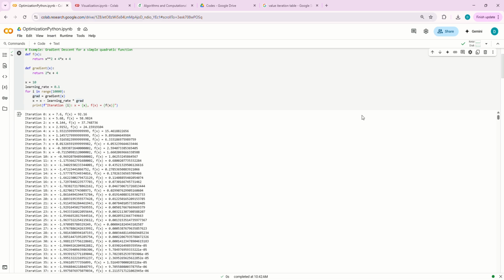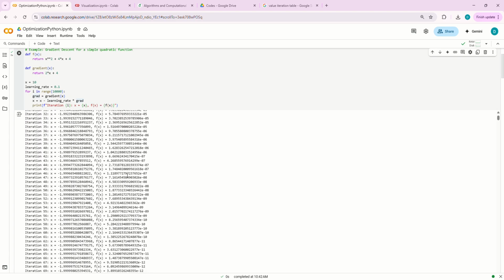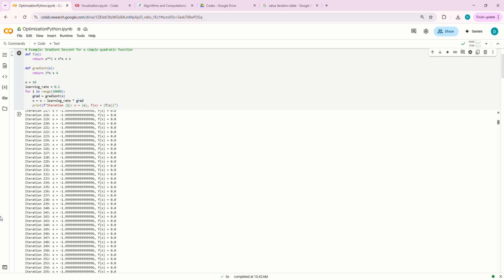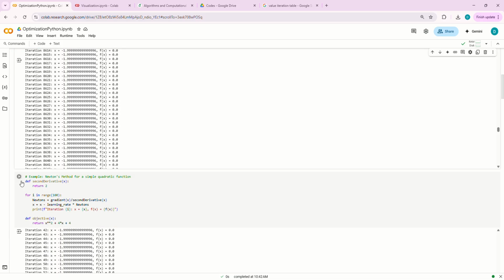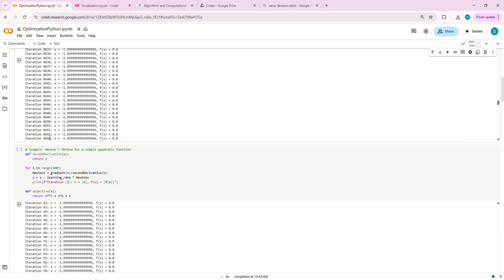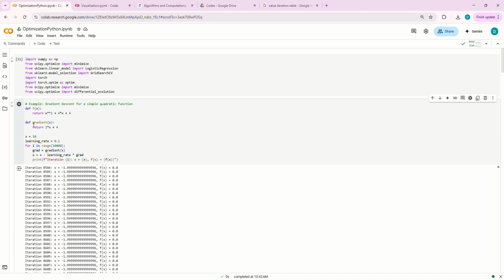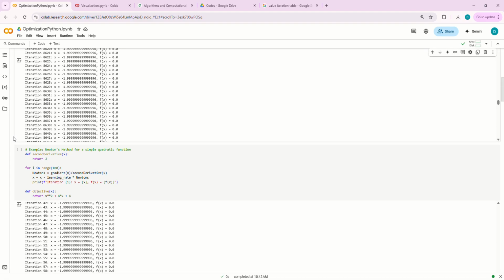So if you notice at the start, we go from 7.6. We have a high gradient, and then as we decrease, we get a lower and lower gradient until we're almost at negative 2. We have a numerical issue, and so the gradient is effectively 0, and also the function is effectively 0.